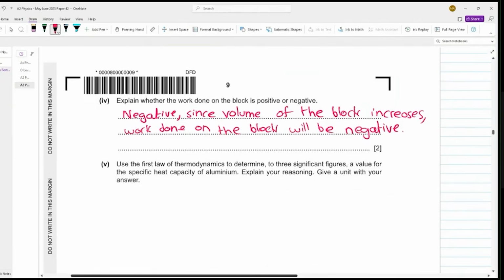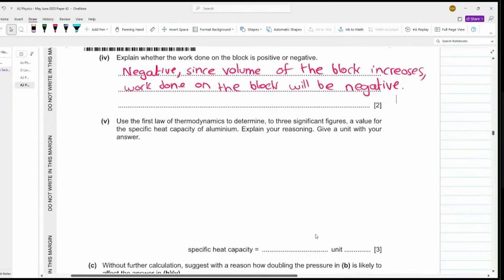Simple. Use the first law of thermodynamics to determine, to three significant figures, the value for the specific heat capacity of aluminum. You have to determine a value for the specific heat capacity. You have to explain your reasoning and give a unit for your answer.